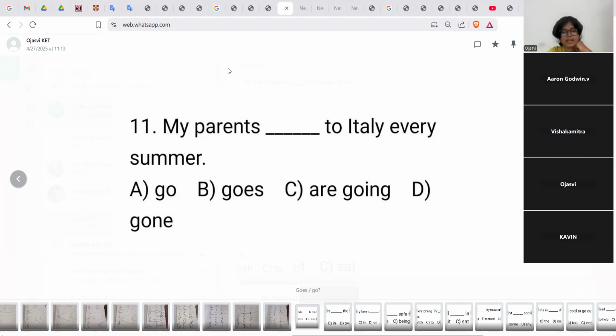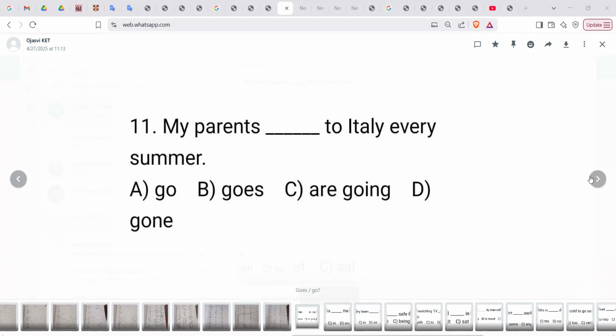My parents go to Italy every summer. Very important. It's not a single parent, two parents. So you want to go with that.